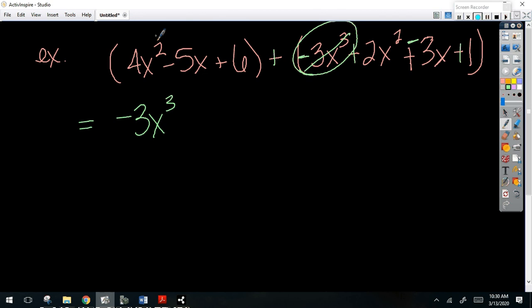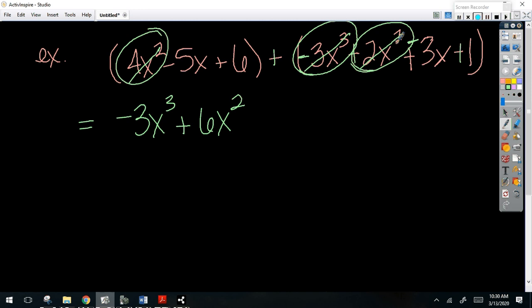Do I have any powers of 2? Yes. 4x squared and positive 2x squared would give me positive 6x squared. Remember, add the coefficients and keep that variable the same, that exponent the same. All right, so I'm done with the powers of 2. Powers of 1? Yes. Negative 5x and negative 3x would be negative 8x.